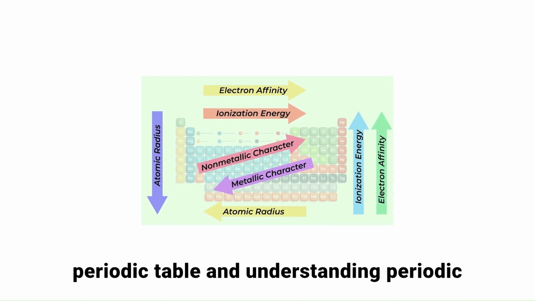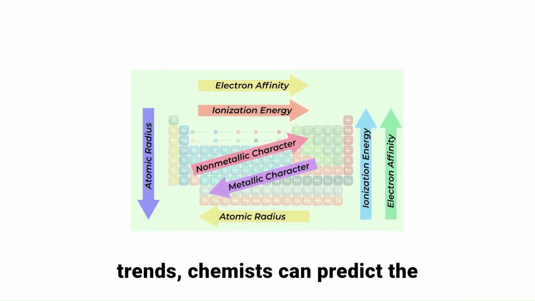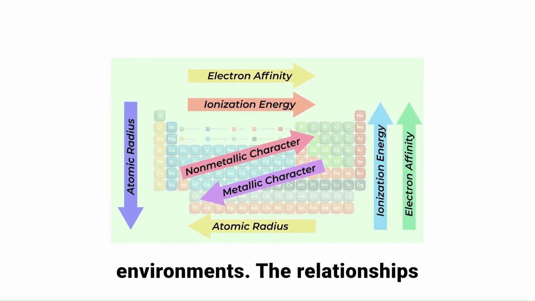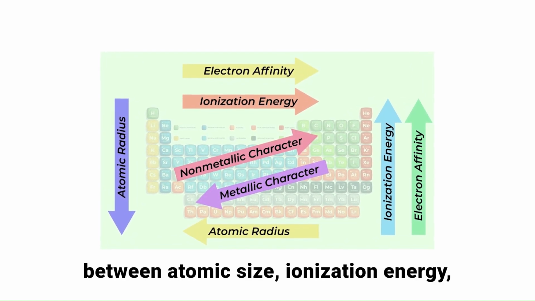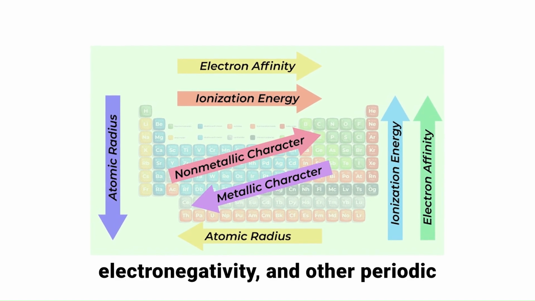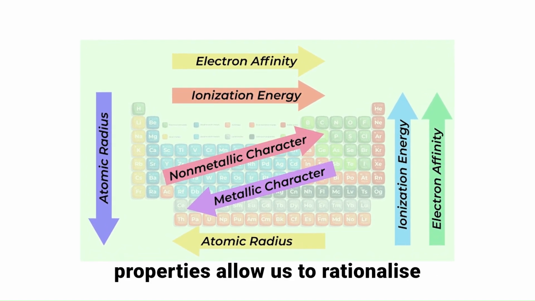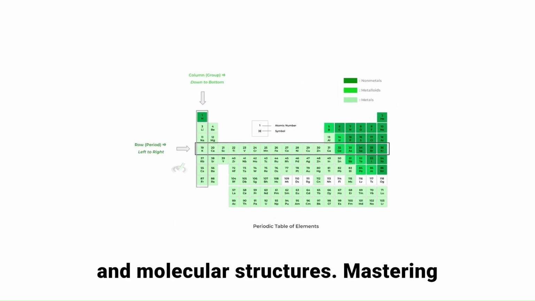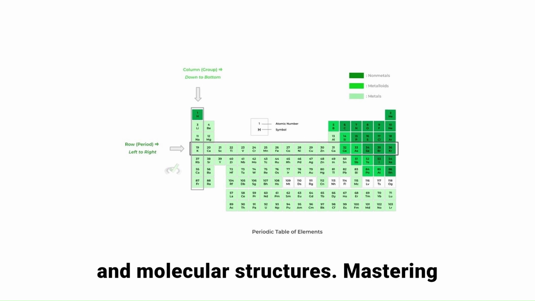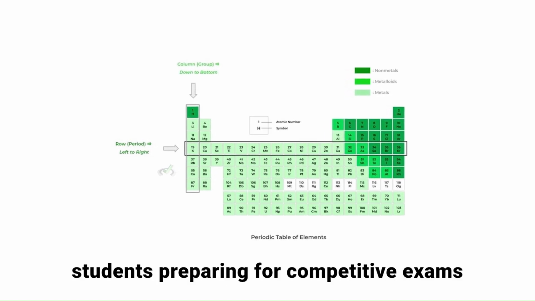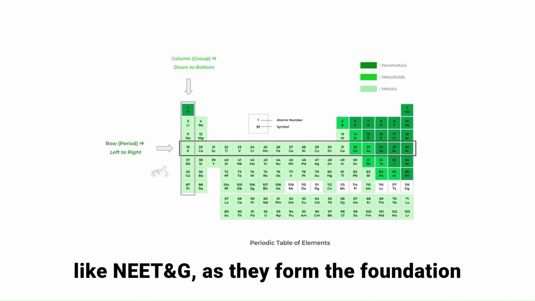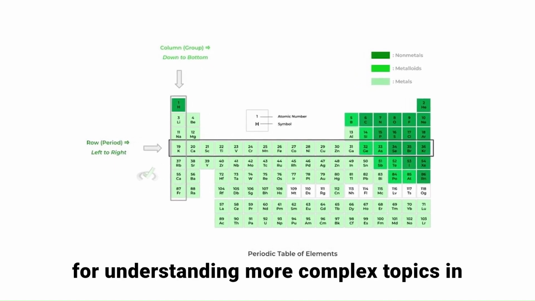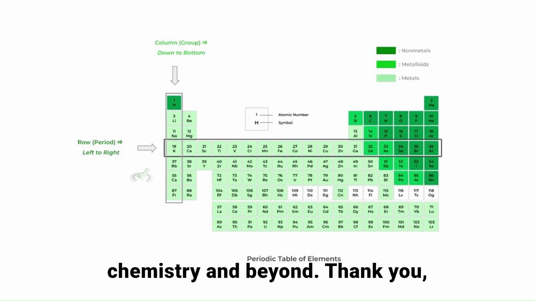By analyzing the periodic table and understanding periodic trends, chemists can predict the behavior of elements in different environments. The relationships between atomic size, ionization energy, electronegativity, and other periodic properties allow us to rationalize chemical bonding, reactivity patterns, and molecular structures. Mastering these concepts is fundamental for students preparing for competitive exams like NEET and JEE, as they form the foundation for understanding more complex topics in chemistry and beyond.